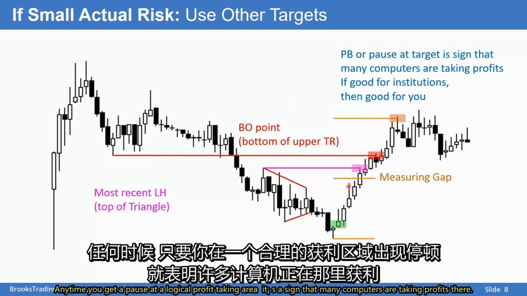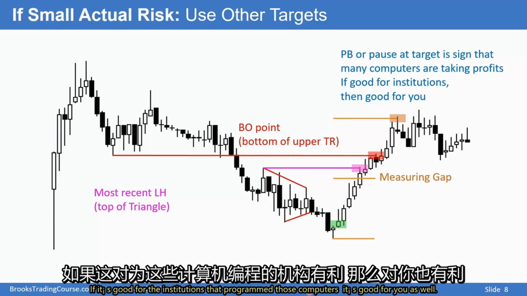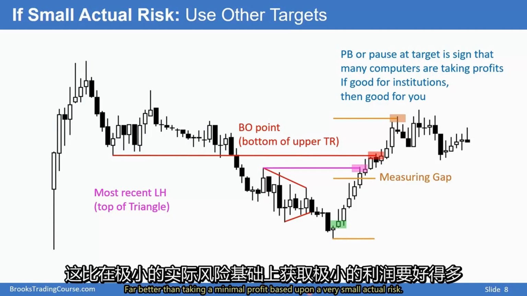Anytime you get a pause at a logical profit-taking area, it's a sign that many computers are taking profits there. If it's good for the institutions that programmed those computers, it's good for you as well. Far better than taking a minimal profit based upon a very small actual risk.